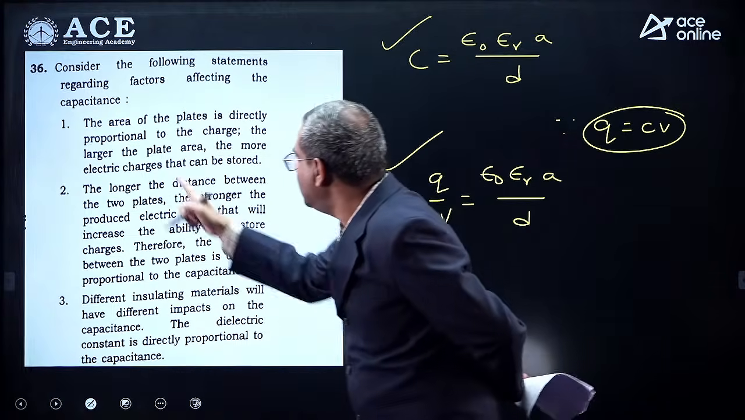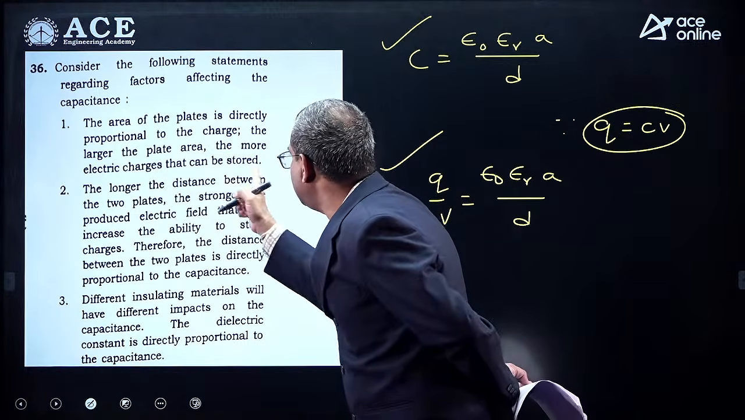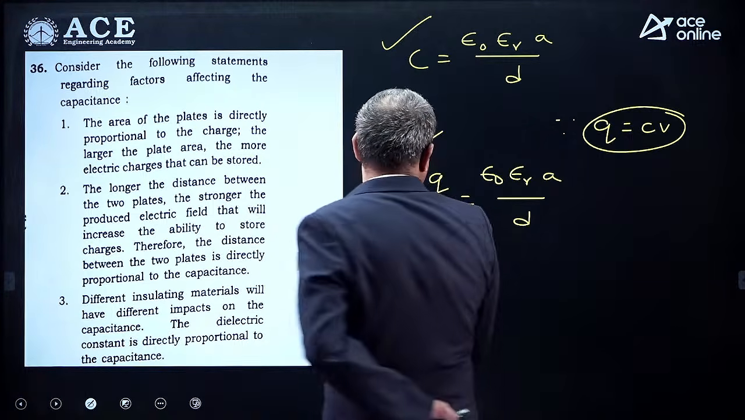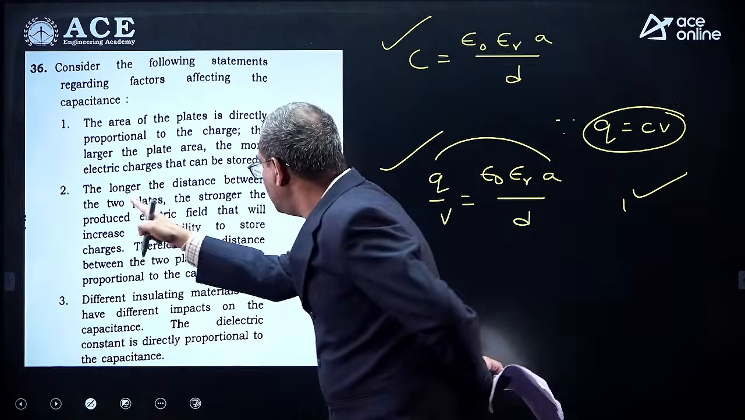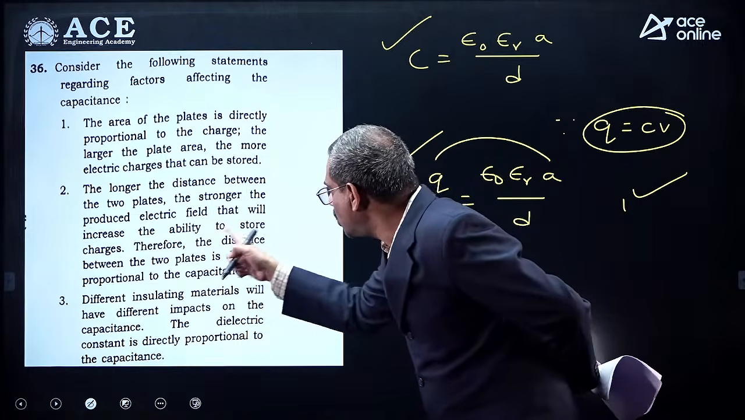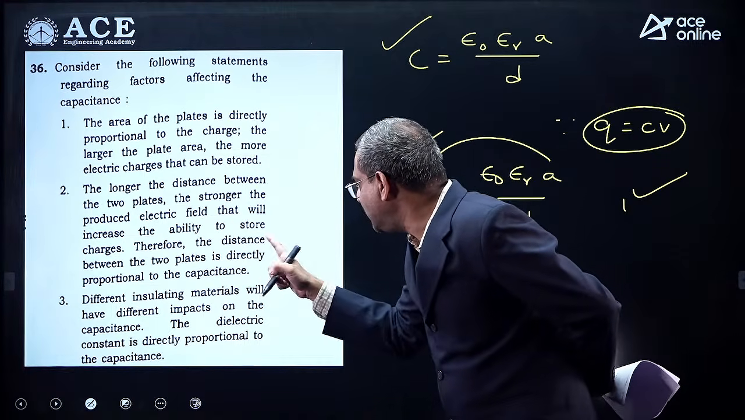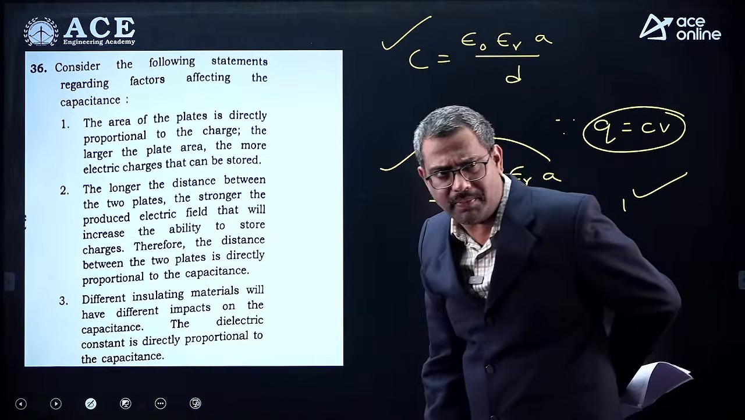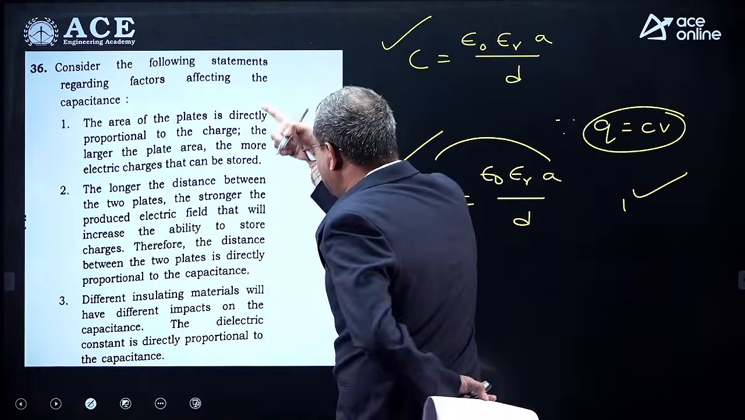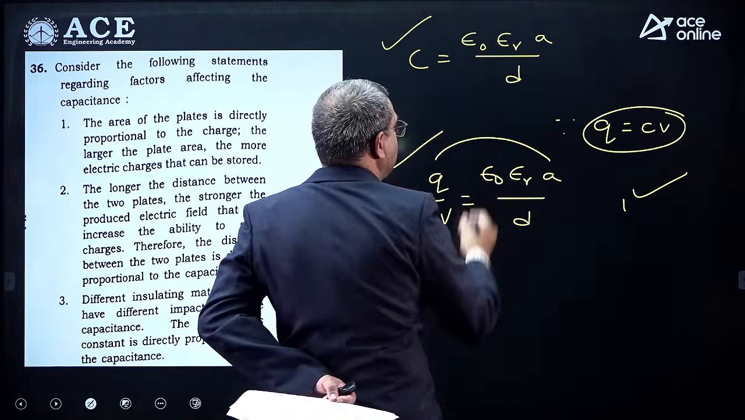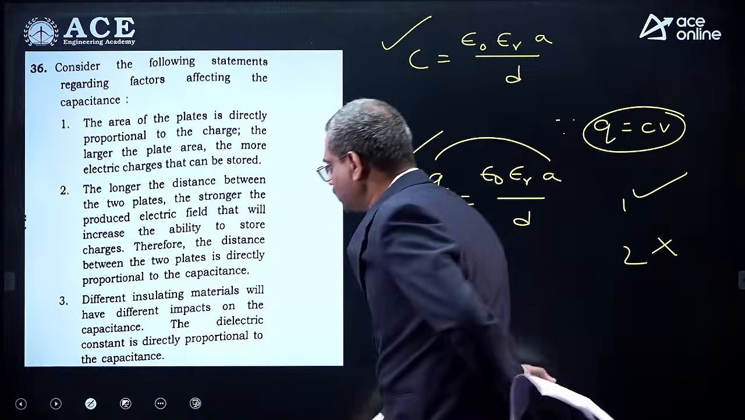Now see here, first statement. The area of plates is directly proportional to charge. The larger the plate area, the more charges without saturation. Yes, so charge and area are proportional. So the first statement is correct. The longer the distance between the two plates, the stronger will be the electric field, and that will increase the ability to store. Therefore, the distance between the two plates is directly proportional to capacitance. No. See, C is inversely proportional to distance. He is saying that as distance is increased, capacitance also increases. No. The second statement is wrong because distance and C are inversely proportional.